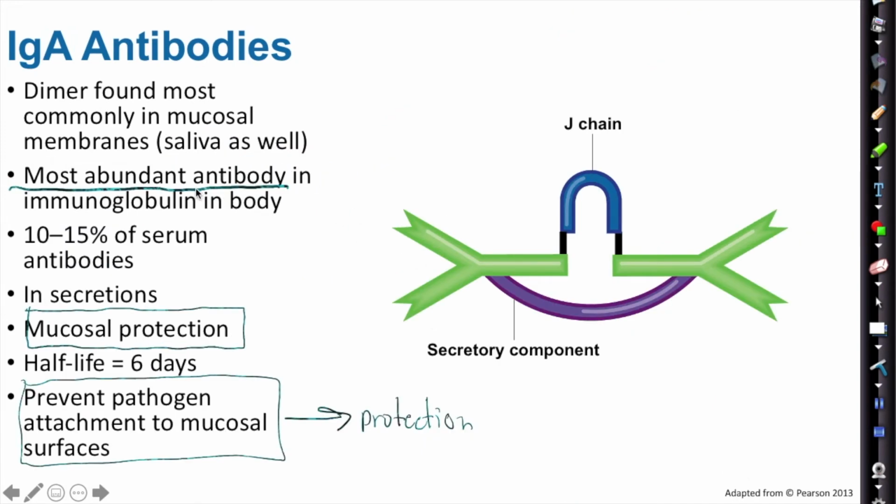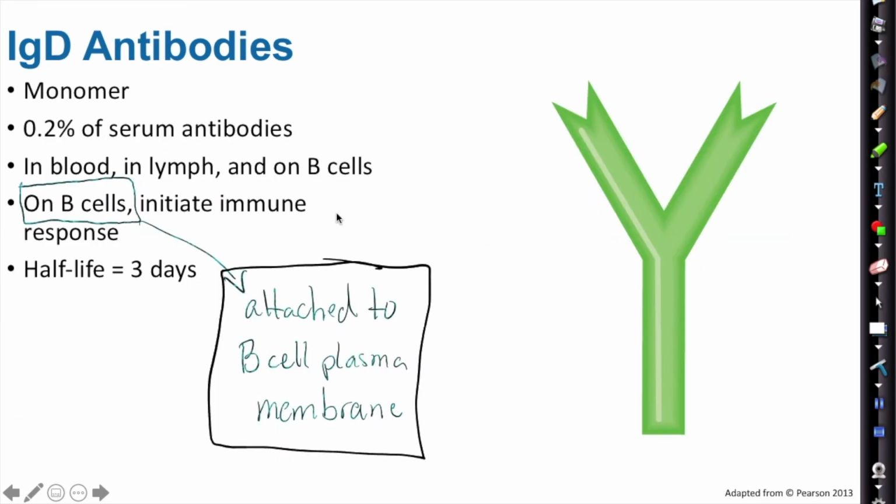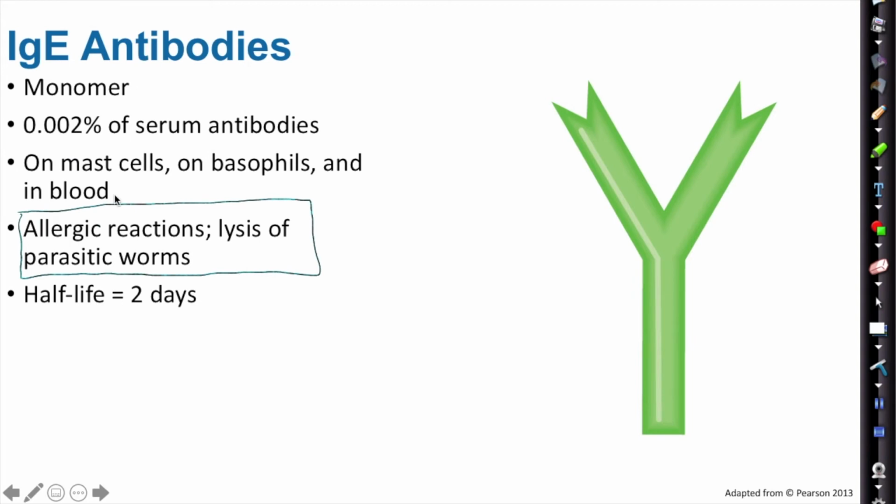IgA, these are the most abundant antibody. But it's only 10 to 15% of serum; however, it is on mucosal membranes, so it provides protection. So all throughout your mucosal membranes, you have IgAs attached, so they can bind pathogens that enter into the mucosal membranes. IgD, the key to remember for IgD, is that they are attached to the B cell membranes as well. So IgE, allergic reaction, or parasitic worms.